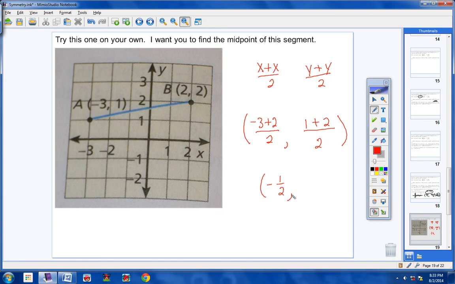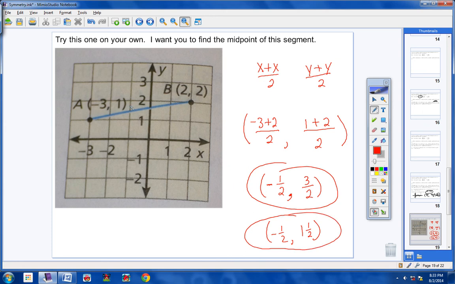You could put -0.5, but I really don't want decimals on tests and quizzes. I like to have exact numbers, which means fractions, improper or mixed numbers, either way. Okay, so -3 plus 2 is -1, -1 over 2 is -1/2, 1 plus 2 is 3, and 3 over 2 is 3/2. Okay, so there we go. We found the midpoint. By the way, if you wanted to put -1/2, comma 1 and 1/2 instead of 3/2, either one of these answers would be acceptable.